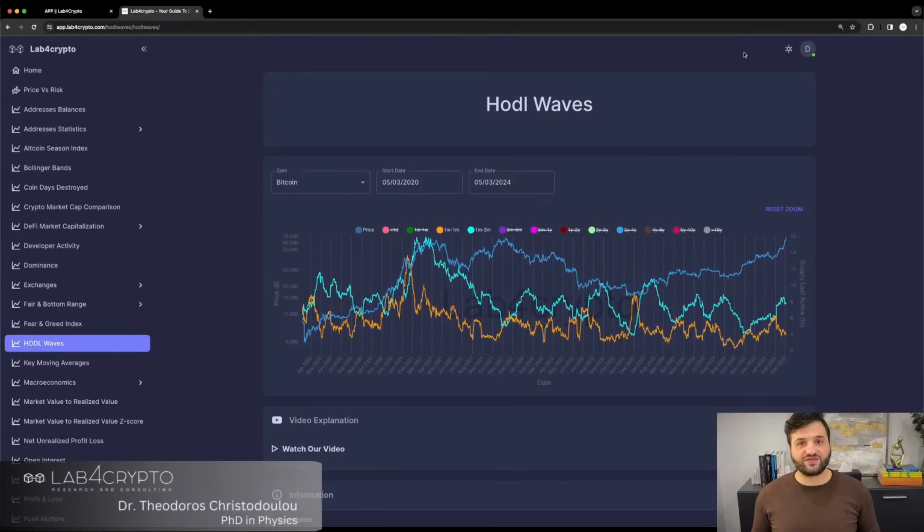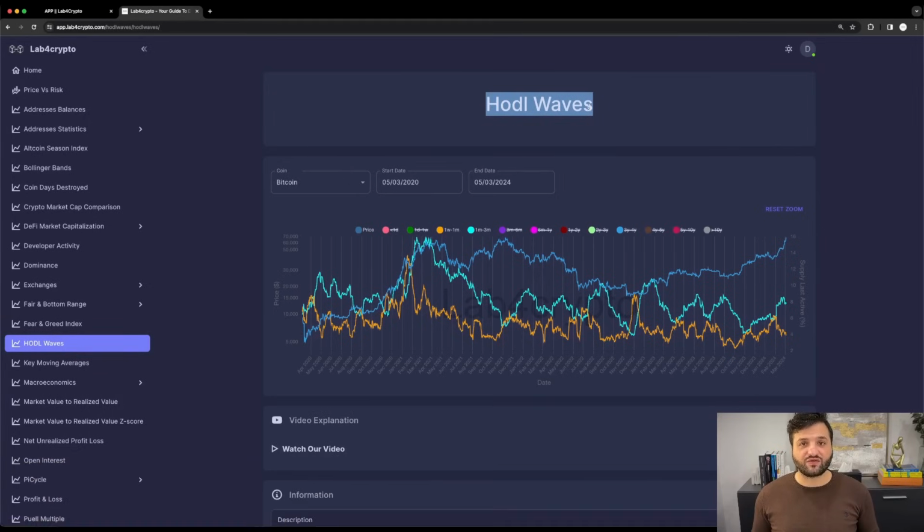Today we are going to have a discussion about hodl waves. Hodl waves are very useful in understanding the behavior of the long-term and short-term investors in various blockchains. We're going to use Bitcoin as an example, but of course you can explore more assets in our platform.